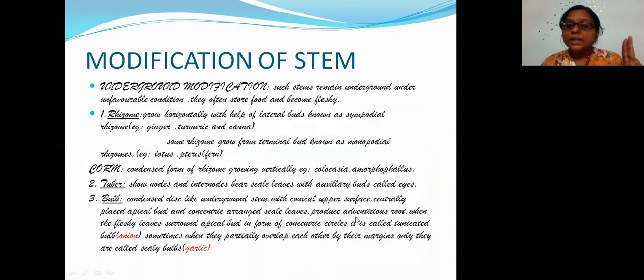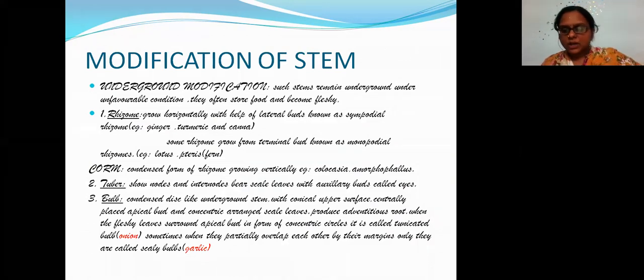What type of roots do they produce? They produce adventitious roots. If you pluck out that onion after 15 or 20 days, you can see a bunch of roots down, and in the bunch of roots you can see small new onions have grown. So it's an adventitious type of root. When fleshy leaves surround the apical bud in the form of concentric circles, it is called a tunicated bulb.